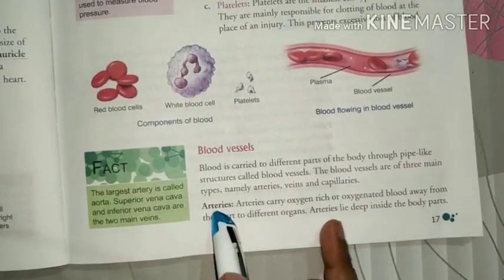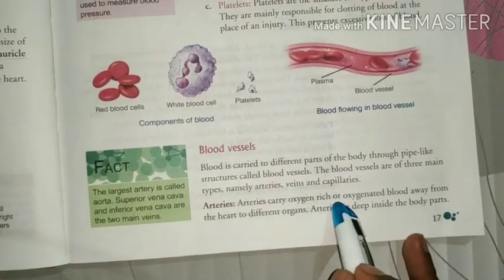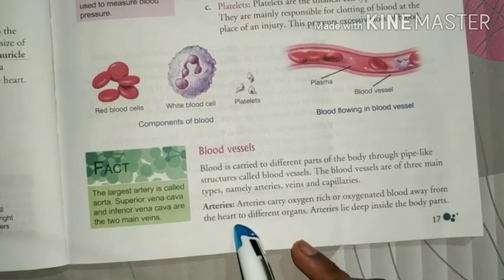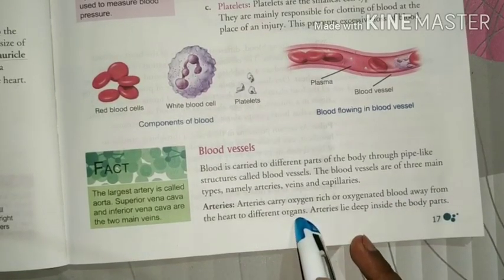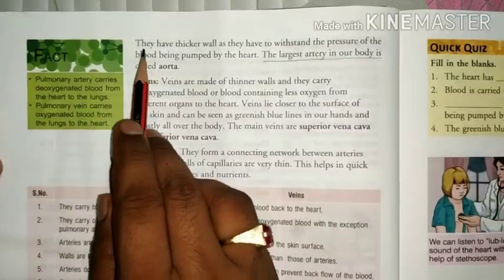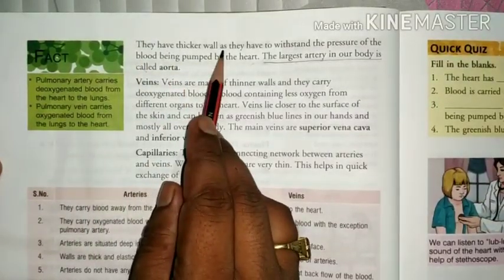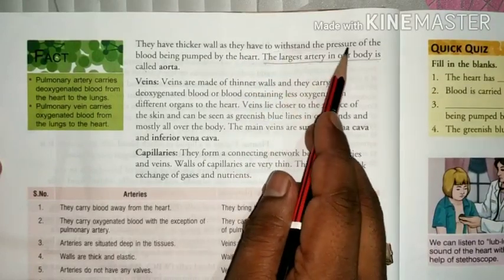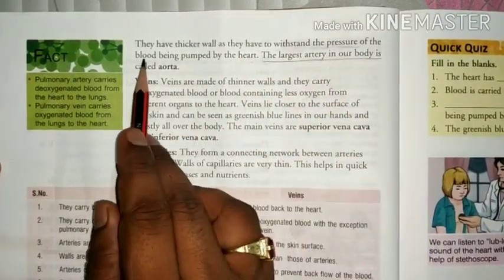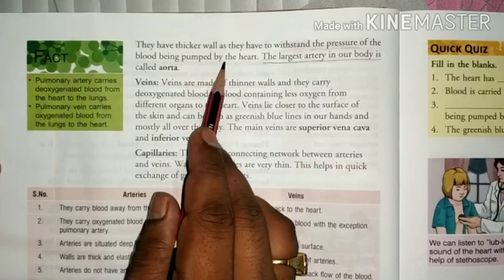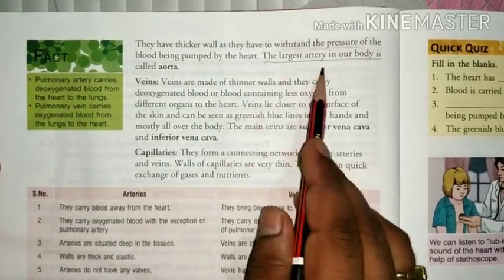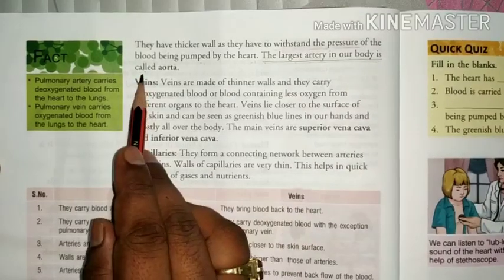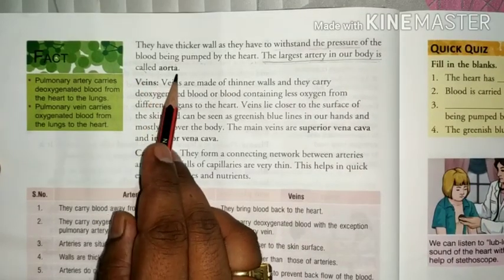Now arteries carry oxygen-rich or oxygenated blood away from the heart to different organs. Also, arteries have thicker walls as they have to withstand the pressure of the blood being pumped by the heart. The largest artery in our body is called the aorta.